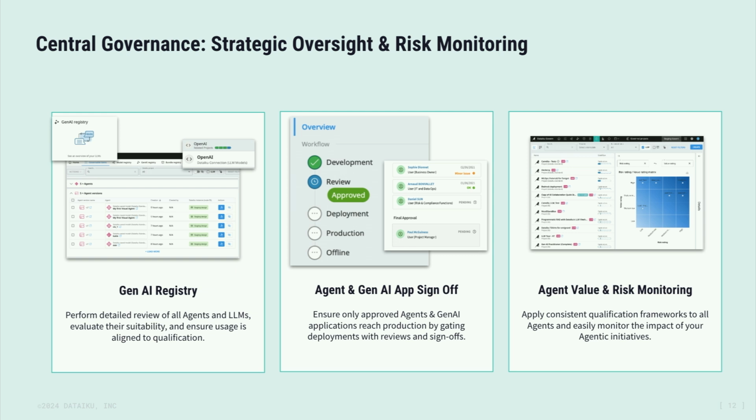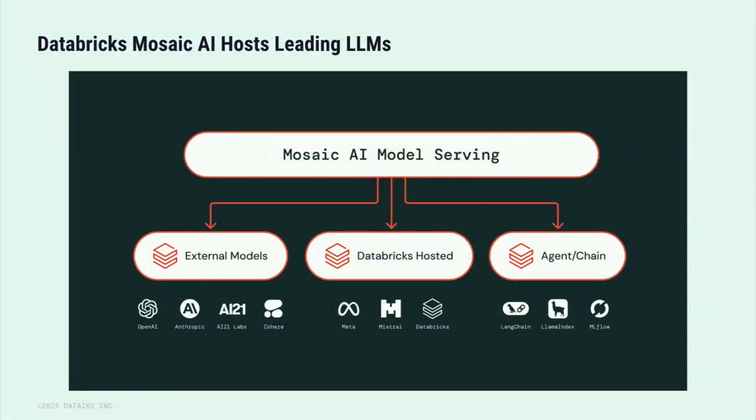And then the ability to provide a value and risk monitoring dashboard to qualify use cases by their value versus their perceived risk and or cost. And with the power of Databricks Mosaic AI for the inference of these models that they host, Dataiku can connect directly to these models in Databricks Mosaic AI and leverage them as a part of the agentic chain for these use cases. But again, no coding is required, and you can easily swap out models depending on the needs of the use case and their performance over time.